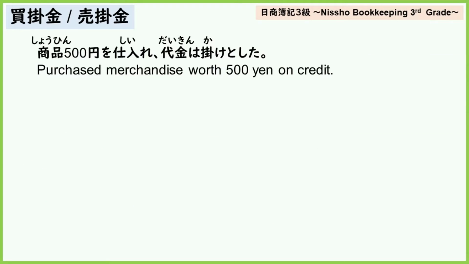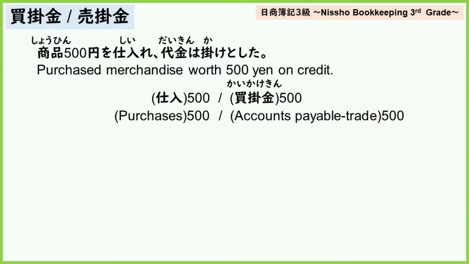Purchased merchandise worth 500 yen on credit. The journal entry is as follows. Debit, purchases 500. Credit, accounts payable trade 500. Since a liability, accounts payable trade, has occurred, it will be recorded on the credit side.